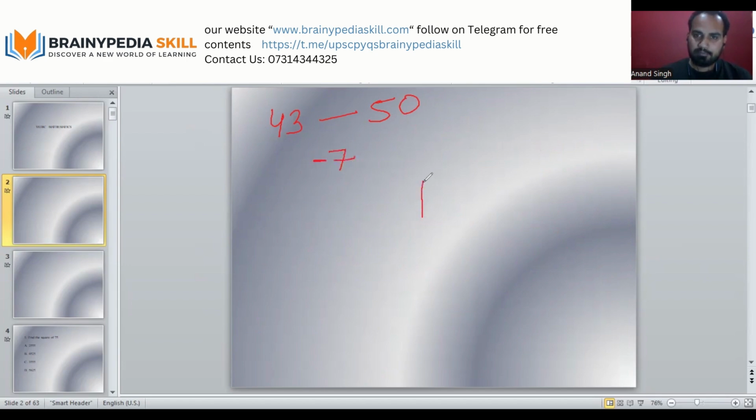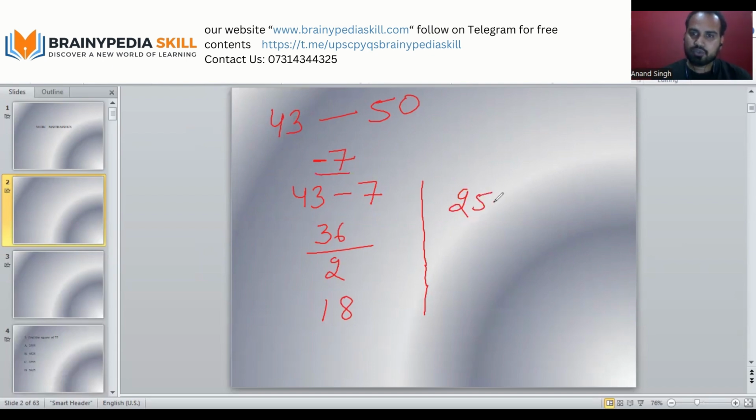I will tell you both ways. Either you can do 53 minus 7, the number is going to be 36, and after dividing it by 2, we are going to get 18. In the other way, I told you whatsoever is the difference, you can add or subtract on 25. So 25 minus 7 is again going to be 18. Here also we have 18.